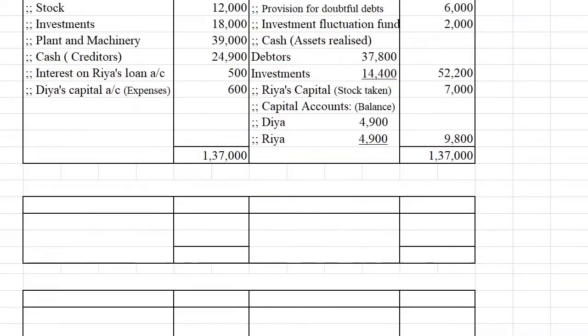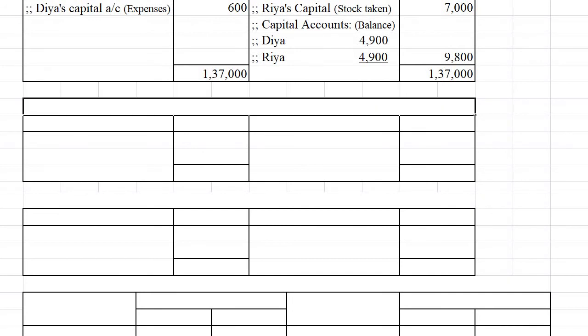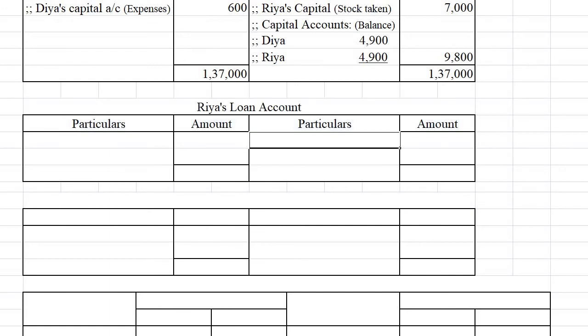Okay. So this is regarding the sharing of realization loss. Now let us see the preparation of loan account. After that we can come back to capital accounts. First Ria's loan. That means we have taken a loan from Ria. Okay. So what to do here? By balance brought down, opening balance. It is a liability account, so the opening balance will be there on the credit side. 15,000 is the loan amount.